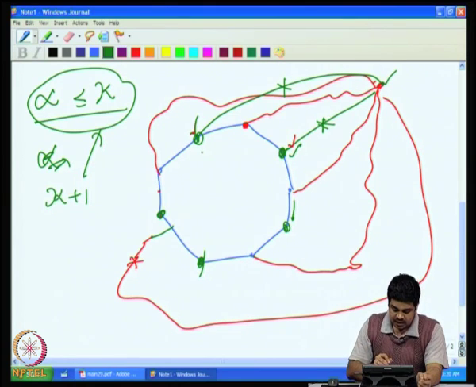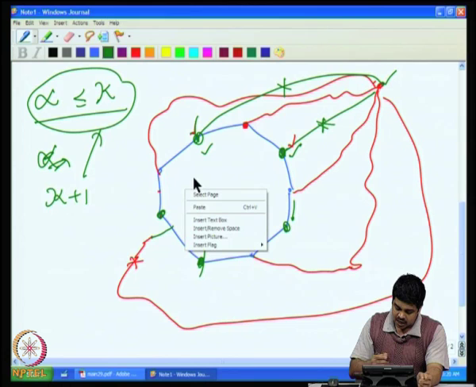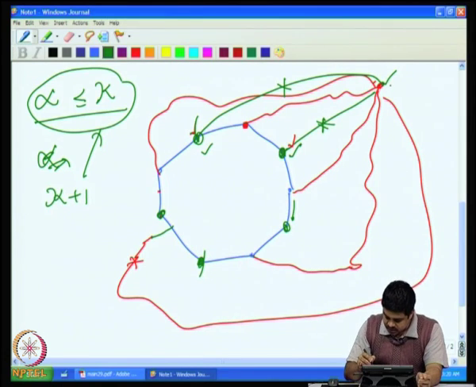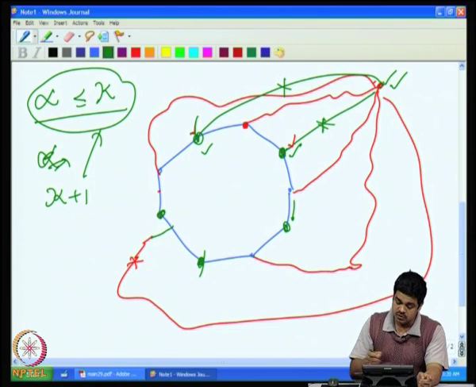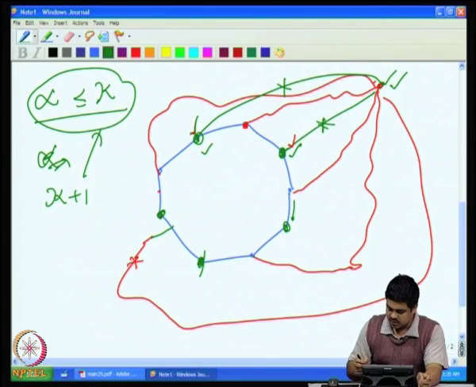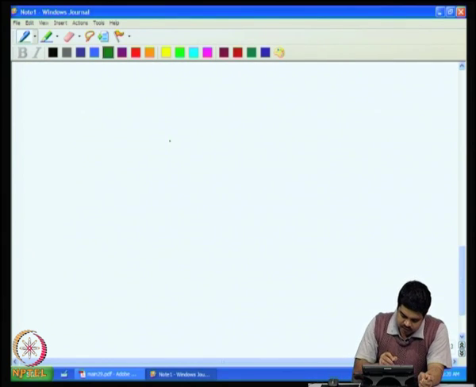Because there are these kappa fan paths, there are kappa of them, and along with that we will take this outside vertex also. So, together they will form a kappa plus 1 independent set. That is what we want to say. Now, again we will repeat this.